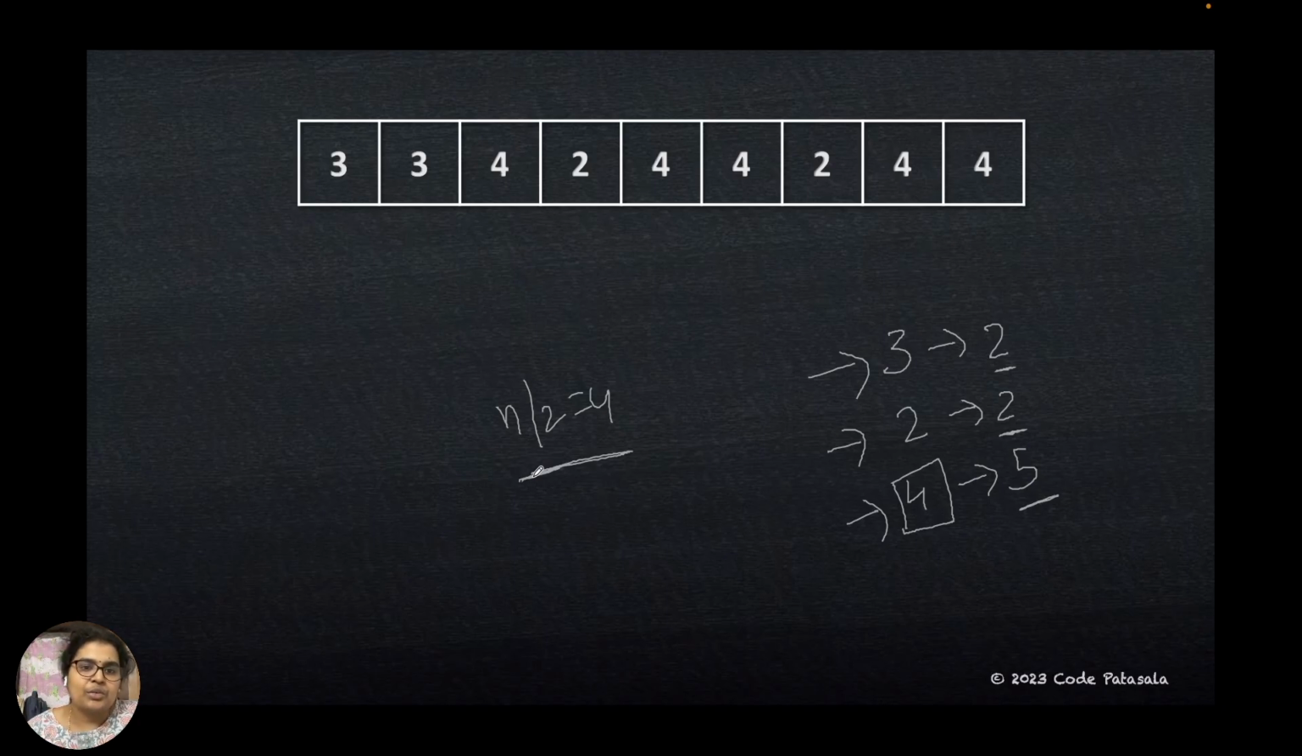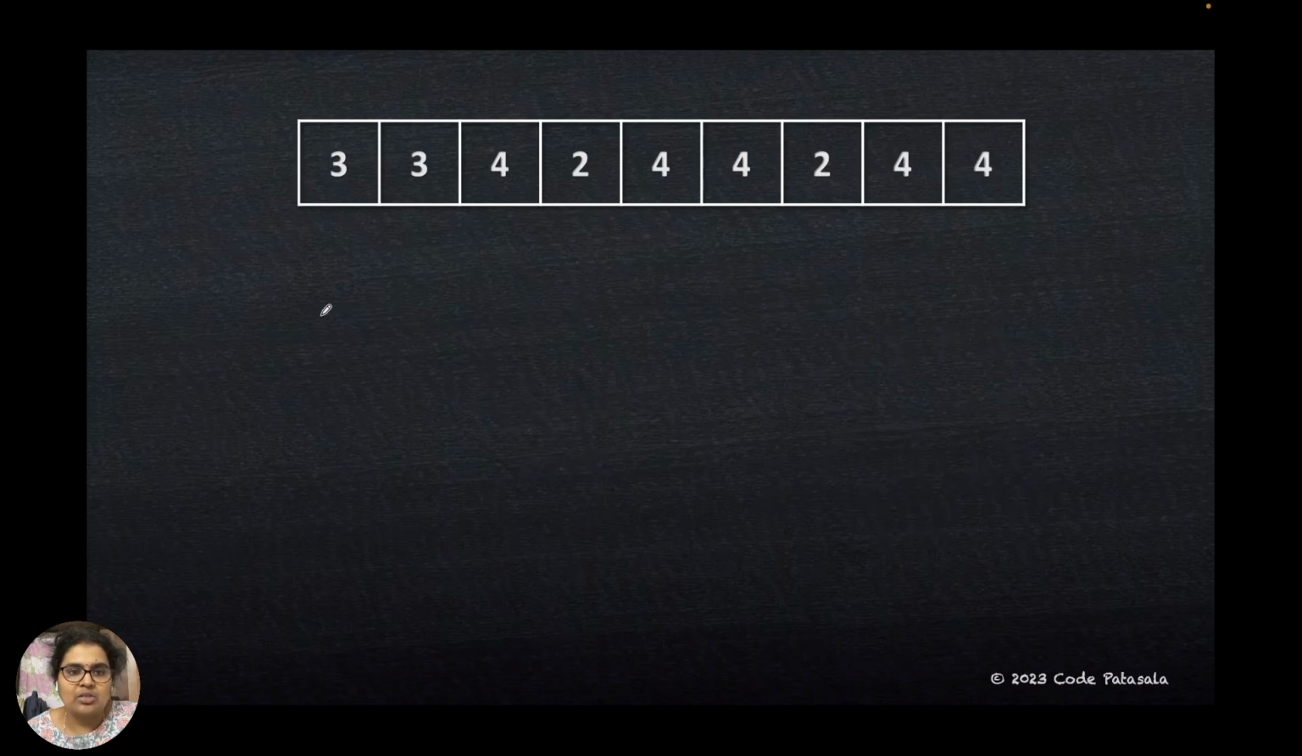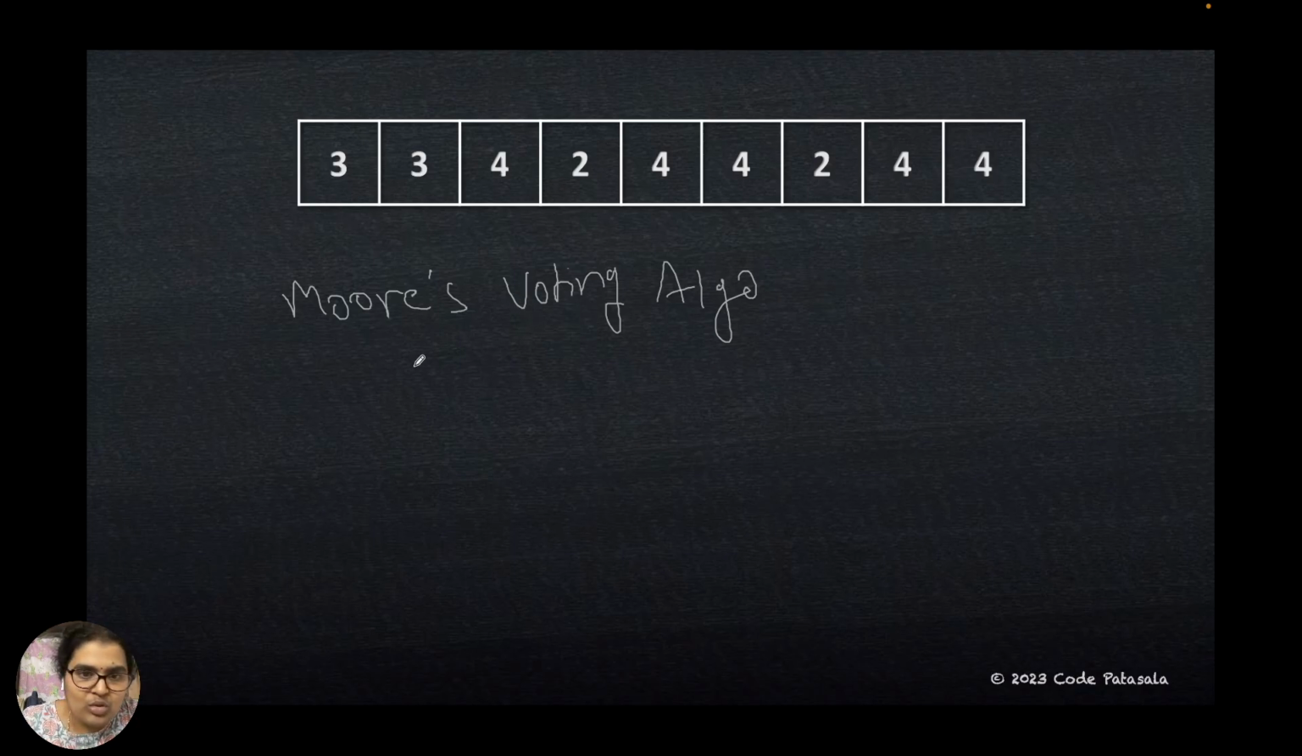These two are intuitive approaches, but the third approach which we are going to see is called Moore's voting algorithm. This one is not intuitive. You will have to know the algorithm in advance to use this. So let's discuss the algorithm first. The algorithm is called Moore's voting algorithm.